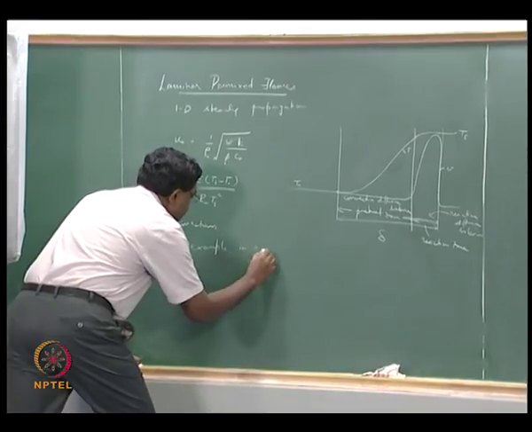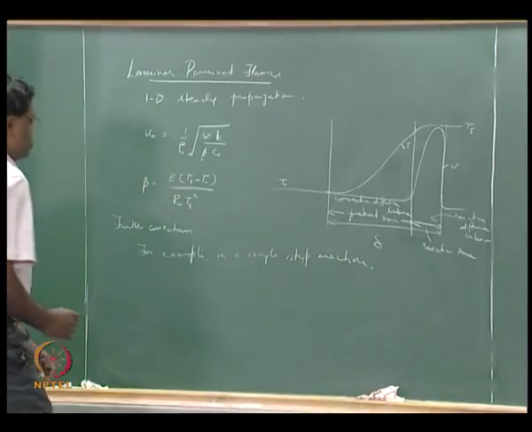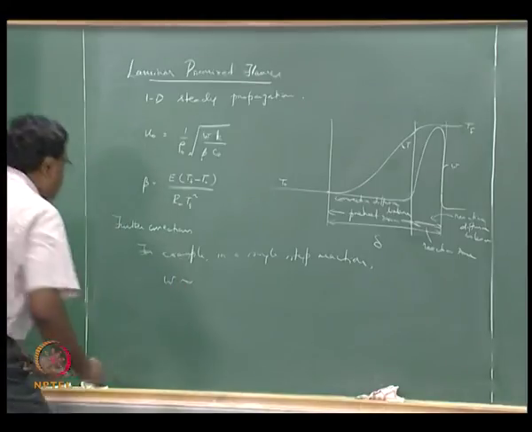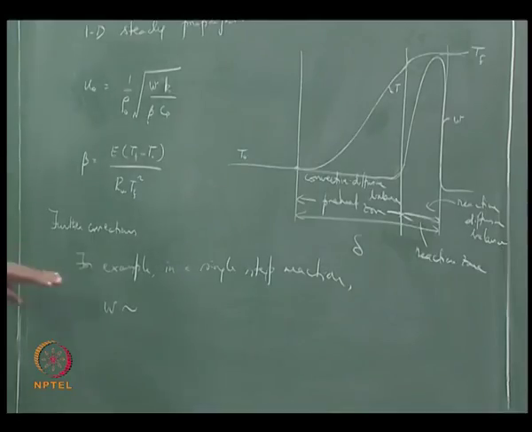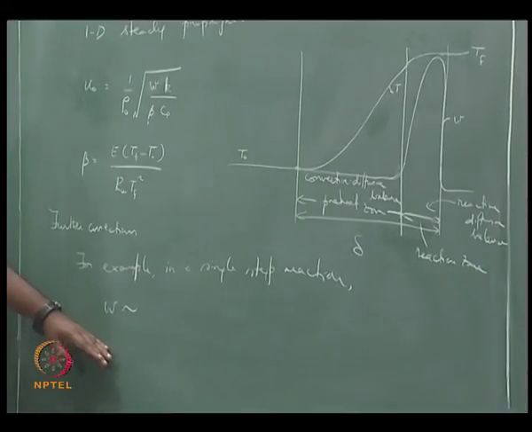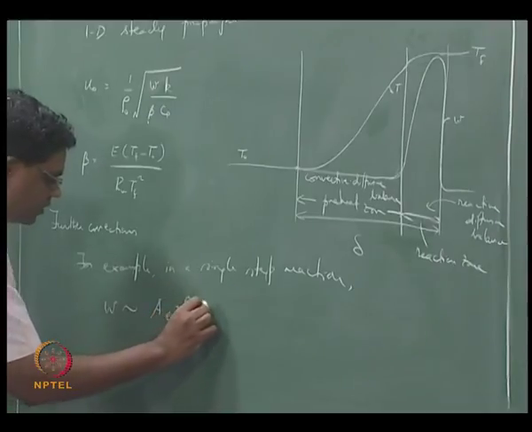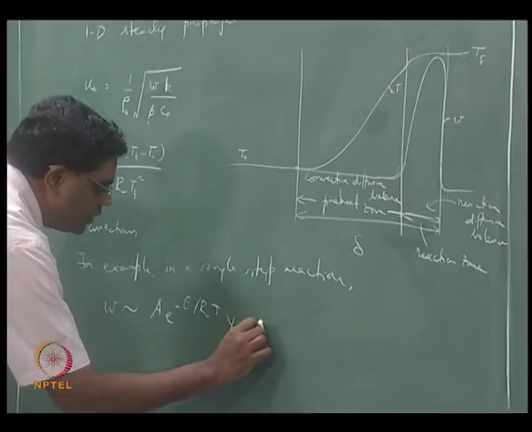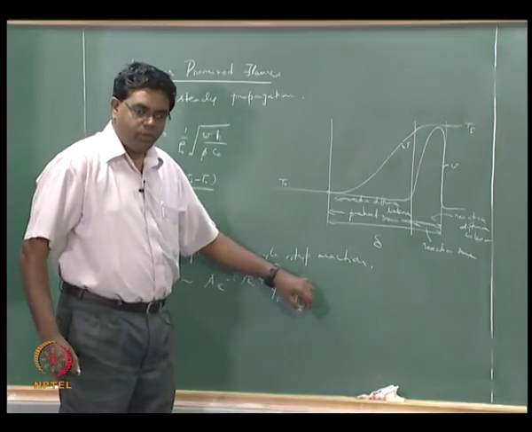in a single step reaction we should be able to write W as, I am not going to say equal to, but just goes as, because I am going to write this W in terms of mass. So this is actually mass produced per unit time per unit volume, and I am going to write this as something like A e to the minus E over R_u T, let us say Y_F and Y_O. Maybe you can have Y_F power something and Y_O power something.